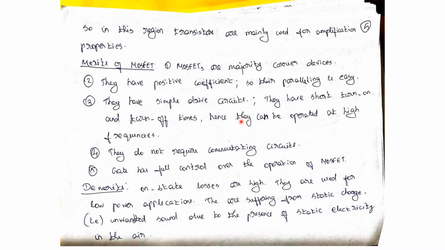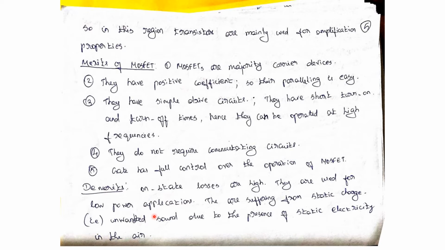They have simple drive circuits. They have short turn on and turn off times, so they can be operated at high frequencies. They do not require commutating circuits. Commutating circuits means the circuits which are used to turn off the devices, but MOSFET does not require any commutating circuits. By simply removing the gate source drive, we can switch off the MOSFET.